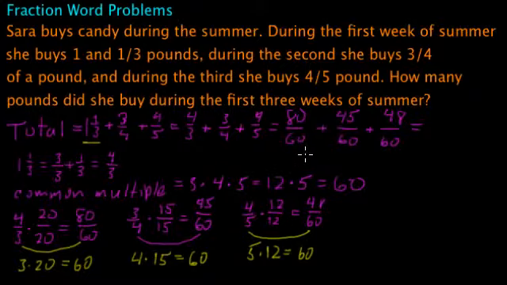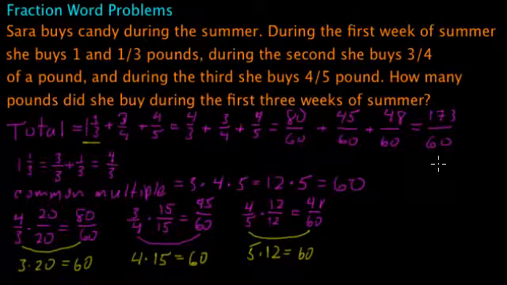Now I have a sum of 3 fractions, but they're all of the same thing. They're all 60ths. So I can add them, and I get 60 on the bottom. What do I get on the top? 80 plus 45 is 125. And then if I add 48 to that, I'm going to get 173. 173 60ths. That is my sum.